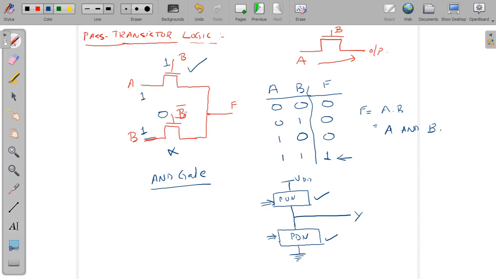Since these are small gates, you may not be able to notice much the advantage that pass transistors give us in terms of the number of transistors being used. But as the circuit grows bigger and bigger, then definitely it is going to save us more MOSFETs.